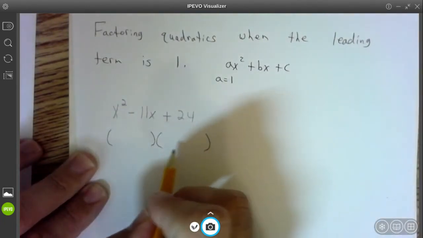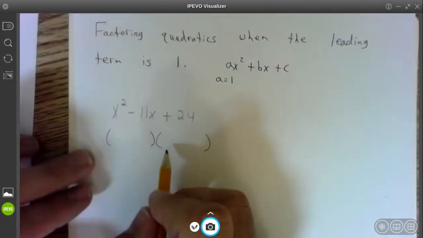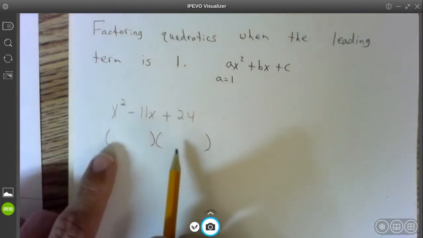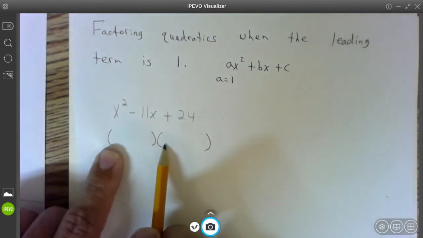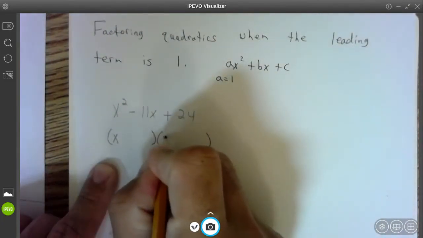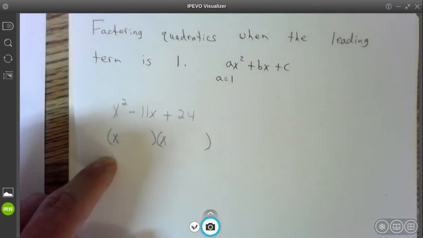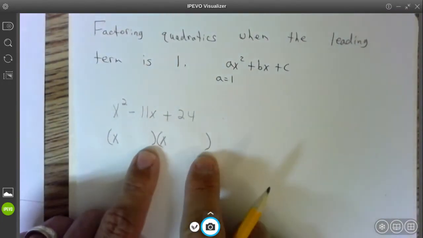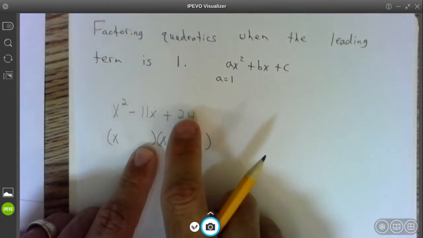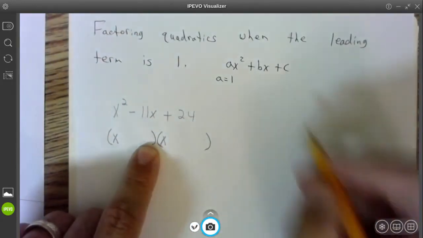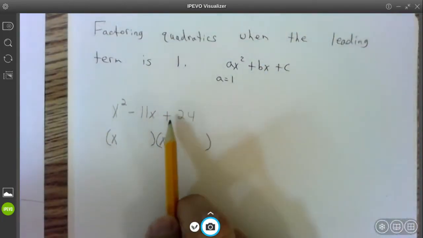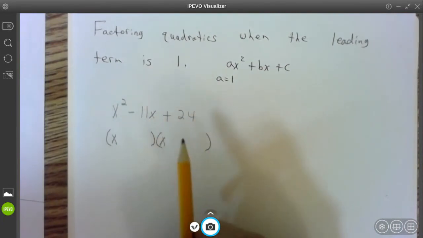Okay. So because these multiply out to give us this original thing, you can think of it sort of like a puzzle, right? These first two numbers, they're going to have to multiply to give us this x squared here. So that's going to have to be an x and an x. That's the only way to get x squared. The last two numbers need to multiply to give us 24. Now, not only do they have to multiply to give us 24, but they're going to have to add to give us 11.